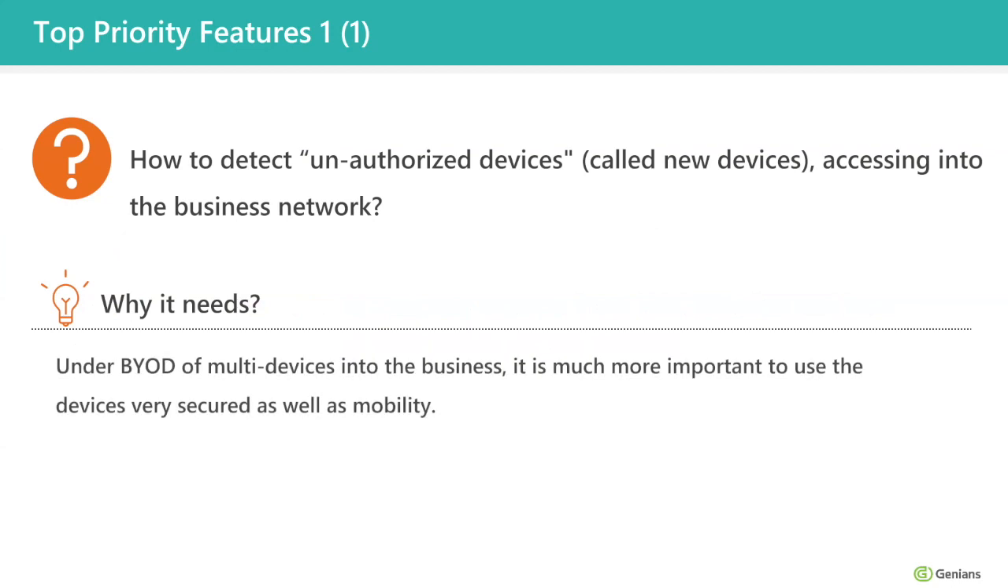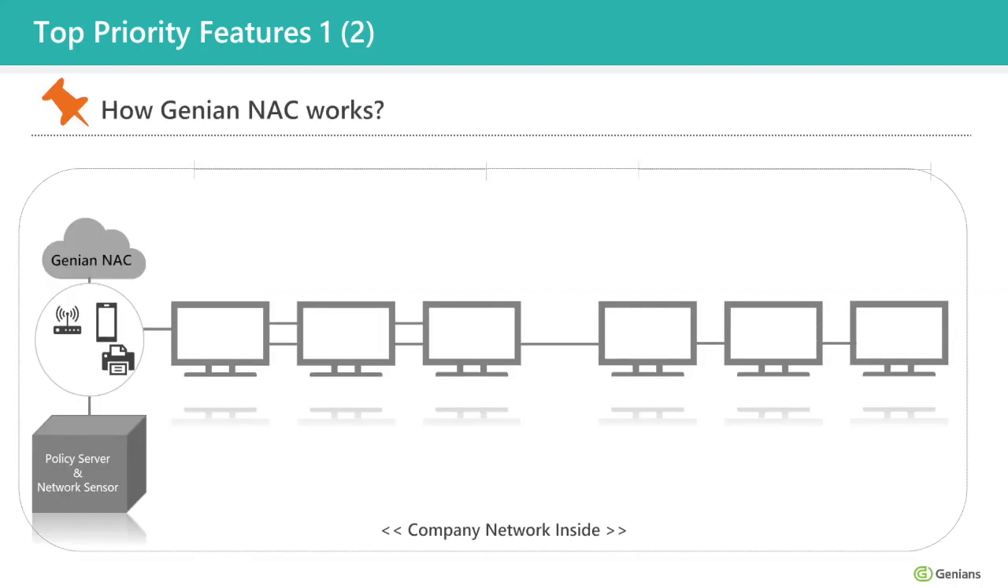As you know, under the BYOD era, thousands of multiple devices are accessing the business network. Even though it has brought much productivity and efficiency, it also caused some potential security risks, such as unauthorized employee devices, which may include malware infection and data leakage. Okay, let's look into how Genian NAC can solve this problem.